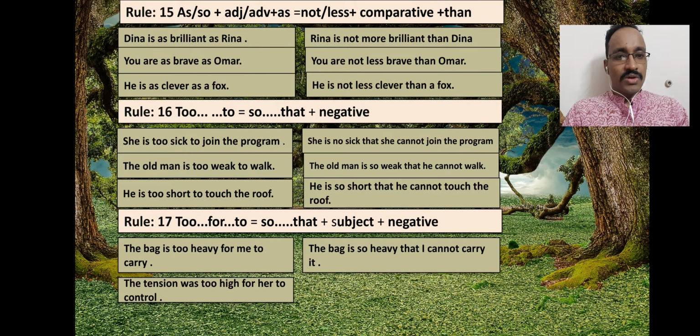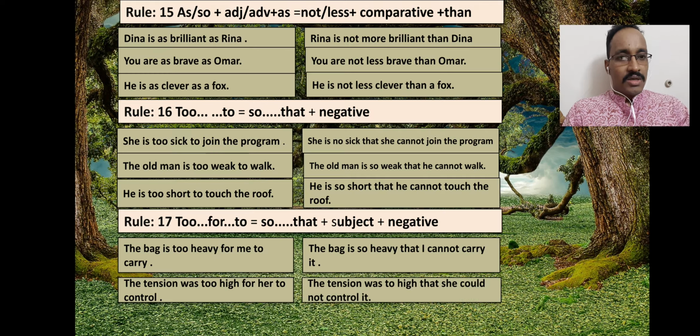The tension was too high for her to control. The tension was so high that she couldn't control it. Here we have used could because the affirmative sentence was in past tense. Therefore, we have used couldn't.